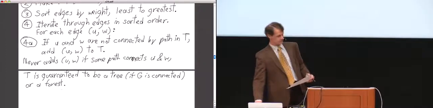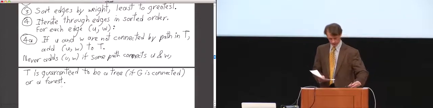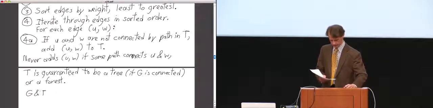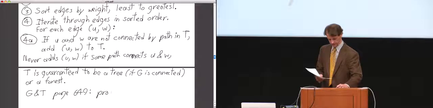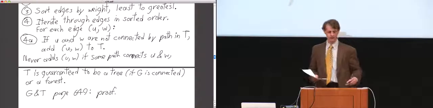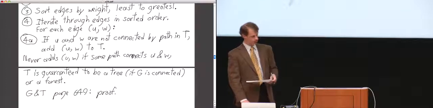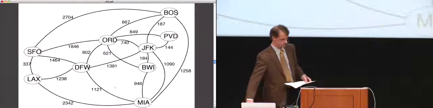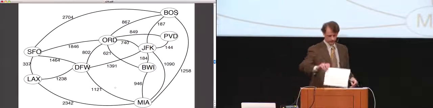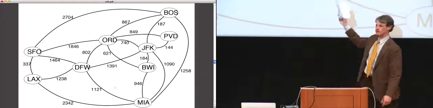Now what I don't want to do is go through a complete proof of why this algorithm works, but if you are interested in seeing one, Goodrich and Tamassia have one. If you have the 5th edition, it is on page 649, and so that's for those of you interested in understanding why this algorithm works. What I'm going to do instead is demonstrate the algorithm. So here's a graph. All the edge weights are labeled.